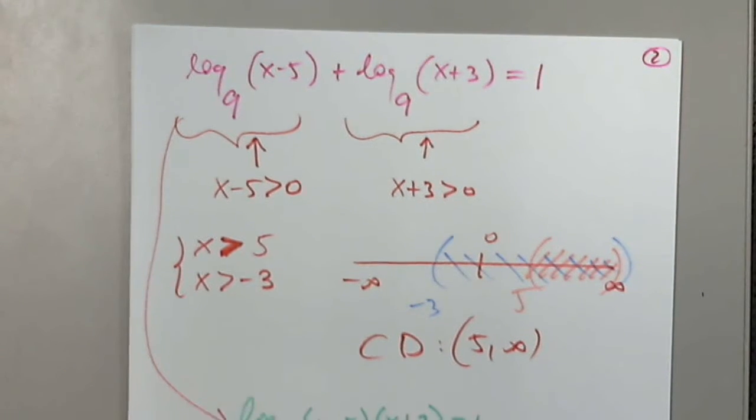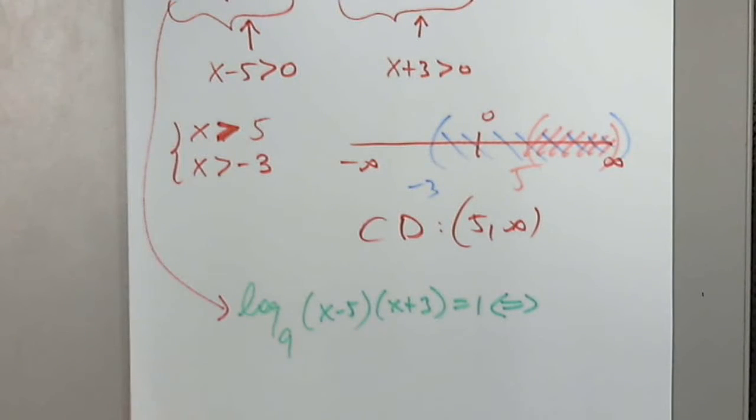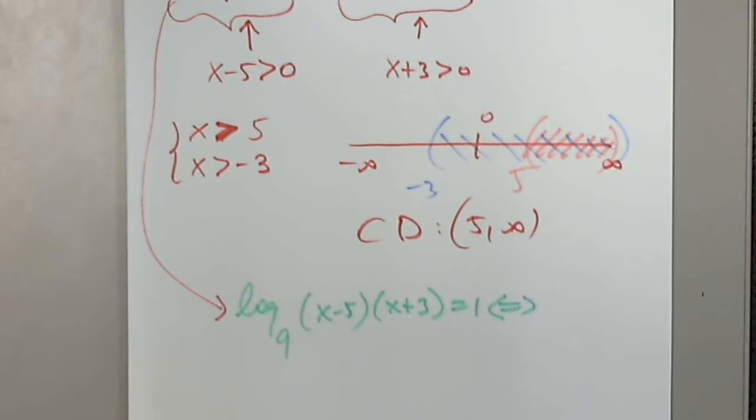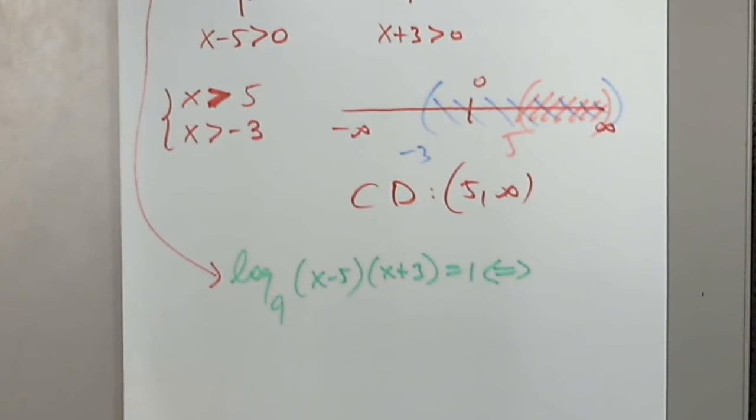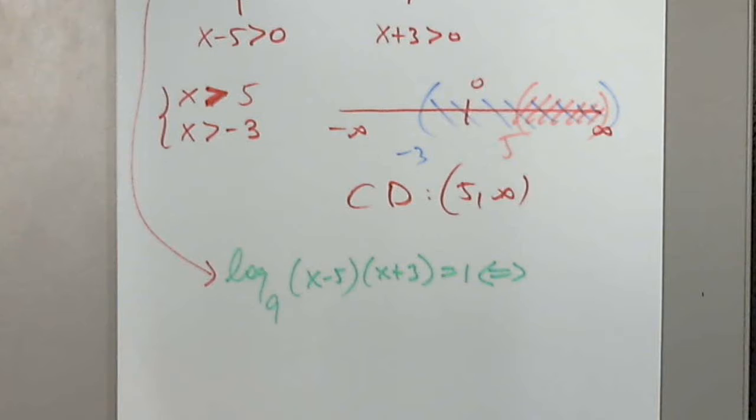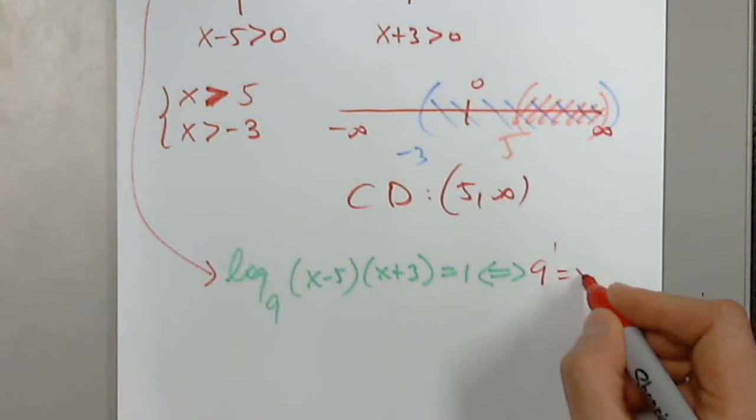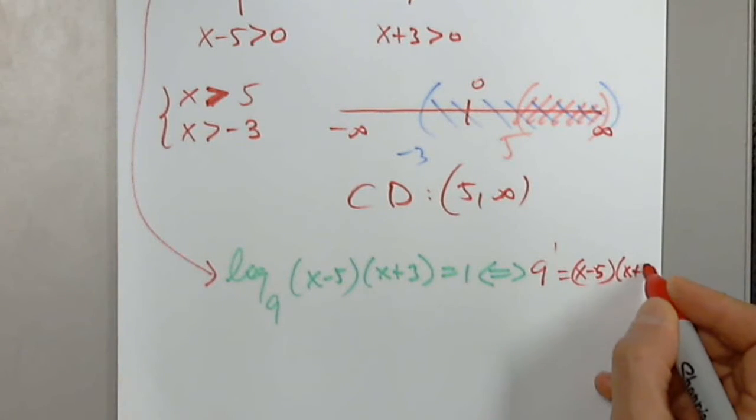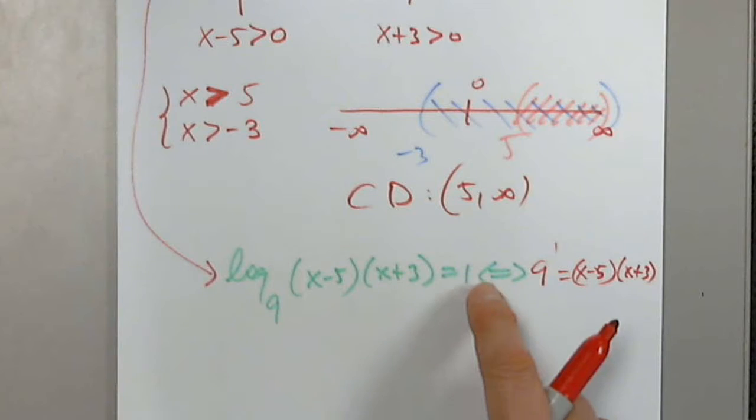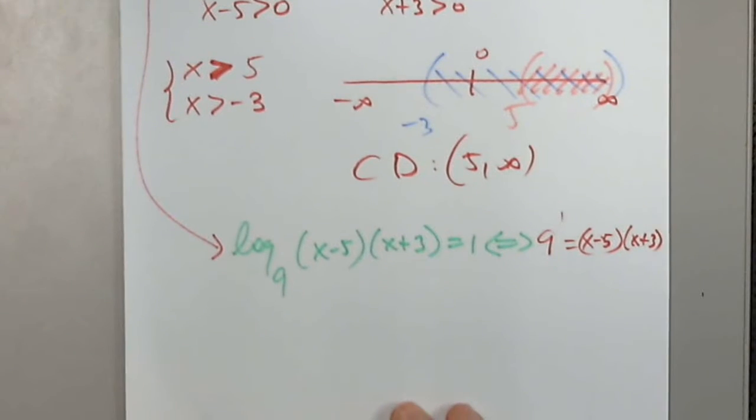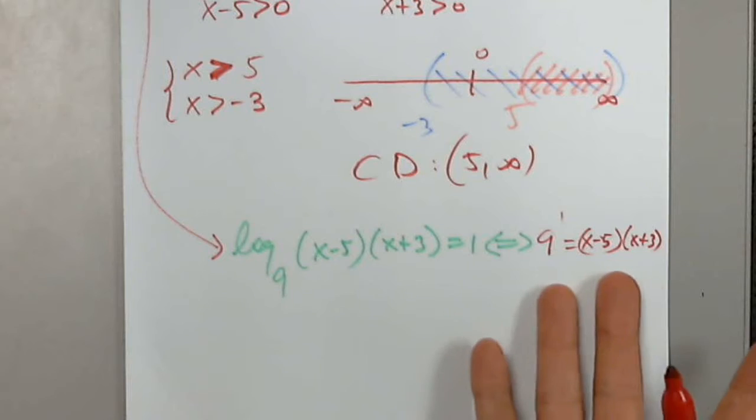Now, exactly right. I will have to change it into an exponential. It's a log equation, and I'm changing it into an exponential. So how do I change this into an exponential? I want to say 9 to the first equals. Exactly. 9 to the first power equals x minus 5 times x plus 3. That is the rule: base raised to this number equals this number. Perfect.